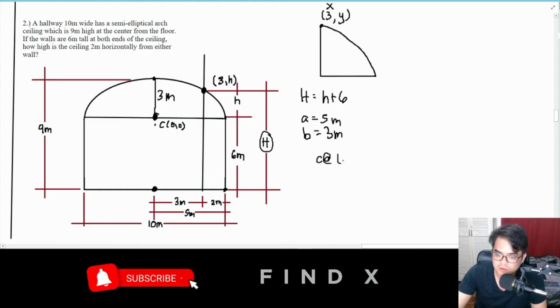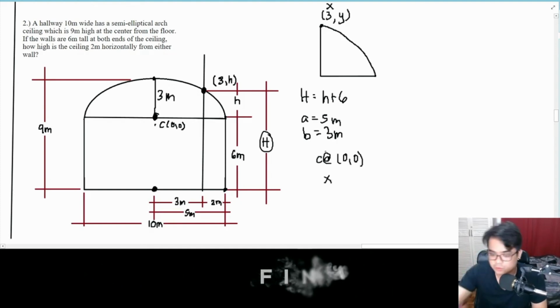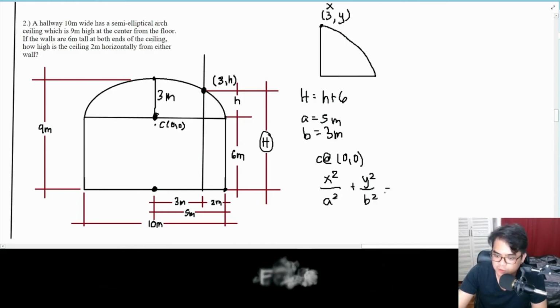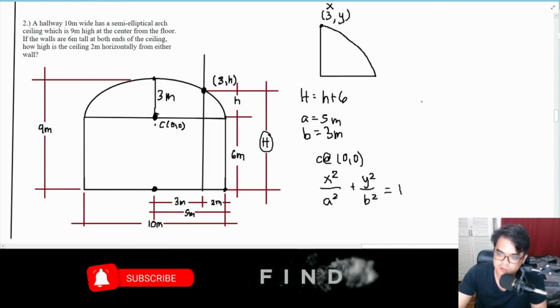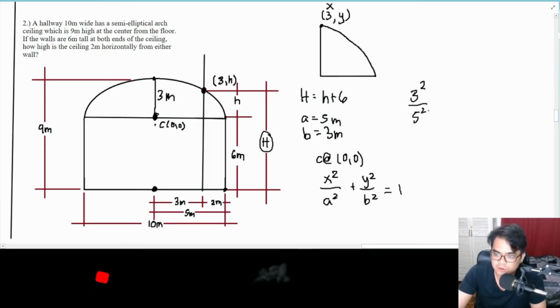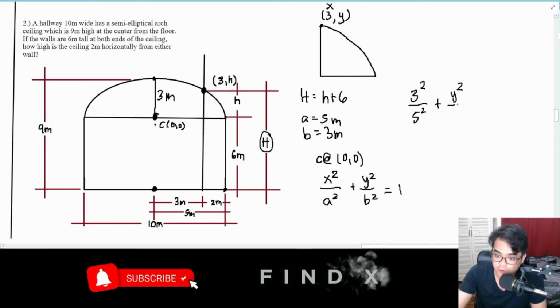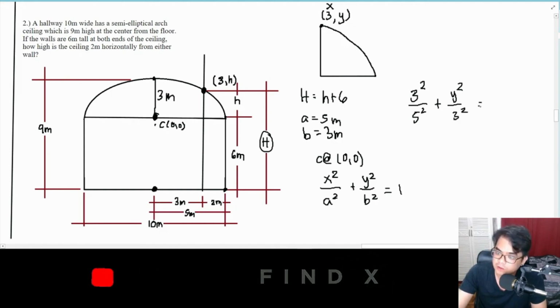Center at 0, 0. The equation will be x squared over a squared plus y squared over b squared equal to 1. So if I now substitute the values, x is equal to 3. So 3 squared over a squared, which is 5 squared, plus y squared, which is the one that we're looking for, over b squared. Where is b? B is 3, so 3 squared, equal to 1.